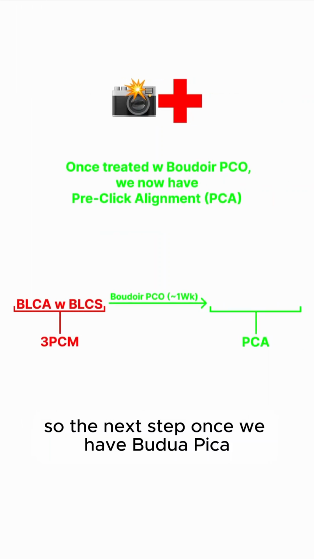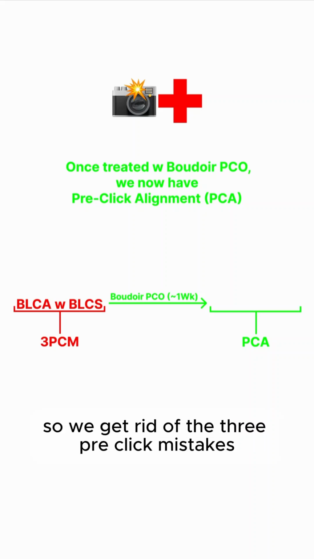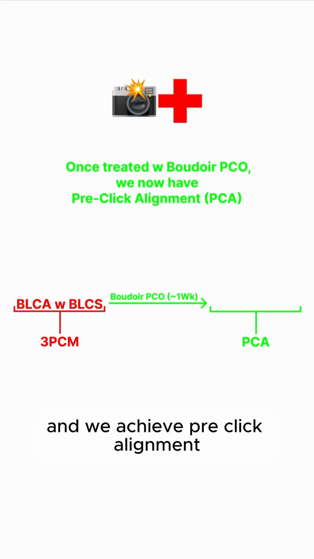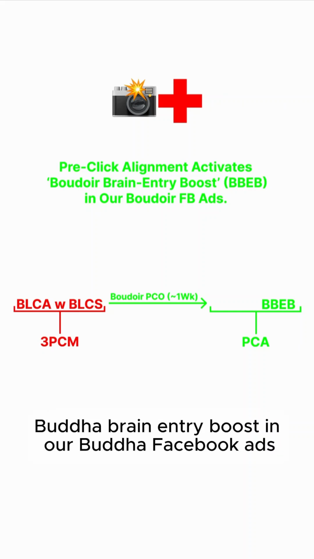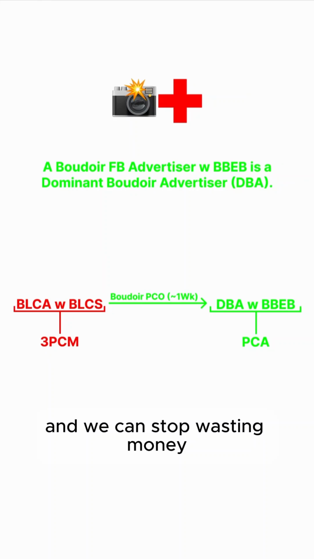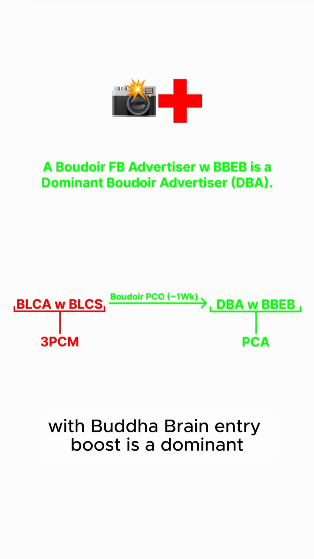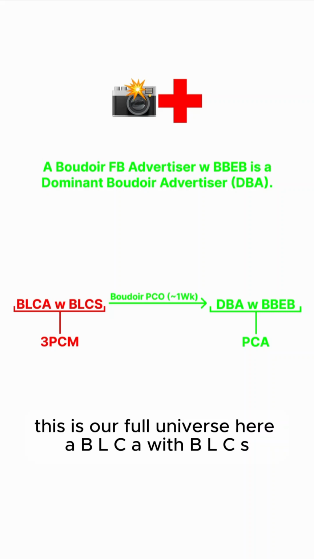So the next step, once we have boudoir Pico, we now have pre-click alignment, PCA. So we get rid of the 3 pre-click mistakes, and we achieve pre-click alignment. And pre-click alignment activates boudoir brain entry boost in our boudoir Facebook ads. Basically, we finally got our unique CTR all above 6%, and we can stop wasting money. And a boudoir Facebook advertiser with boudoir brain entry boost is a dominant boudoir advertiser, a DBA. So this is our full universe here.